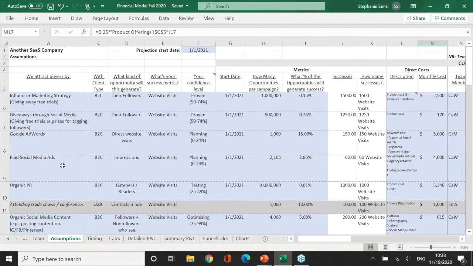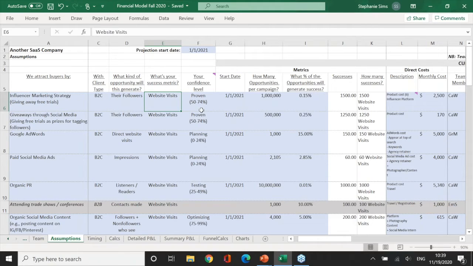Depending on how many assumptions you have, you might want to break this out into categories. You might want to break it out into separate tabs. But using our activity-based strategy, as you can see here, we're talking about the thing that we do, right? So in this case, we're using an influencer marketing strategy to attract B2C clients. We identify what the opportunity is for us and how we measure success.